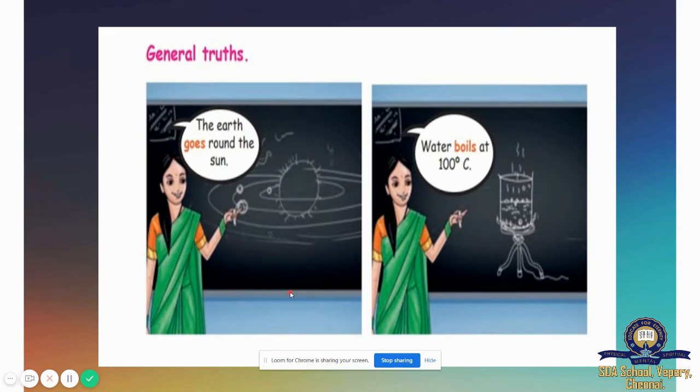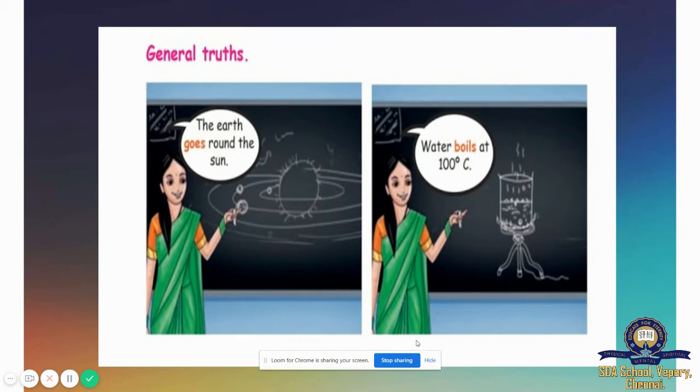Yes, very good, children. Next, water boils at 100 degrees Celsius. I repeat, water boils at 100 degrees Celsius. Here the present tense is boils. Yes. So it remains the same. So what is the general truth? Information remains the same always.